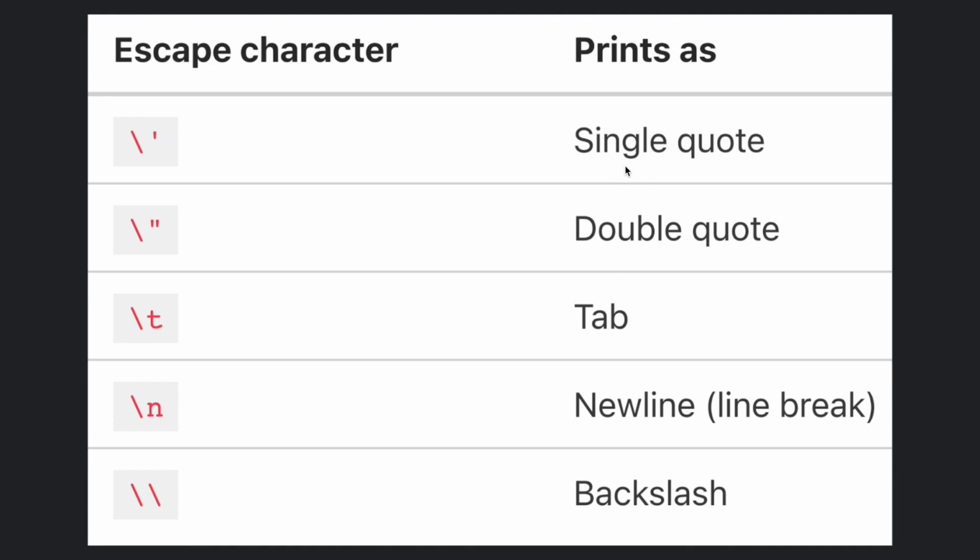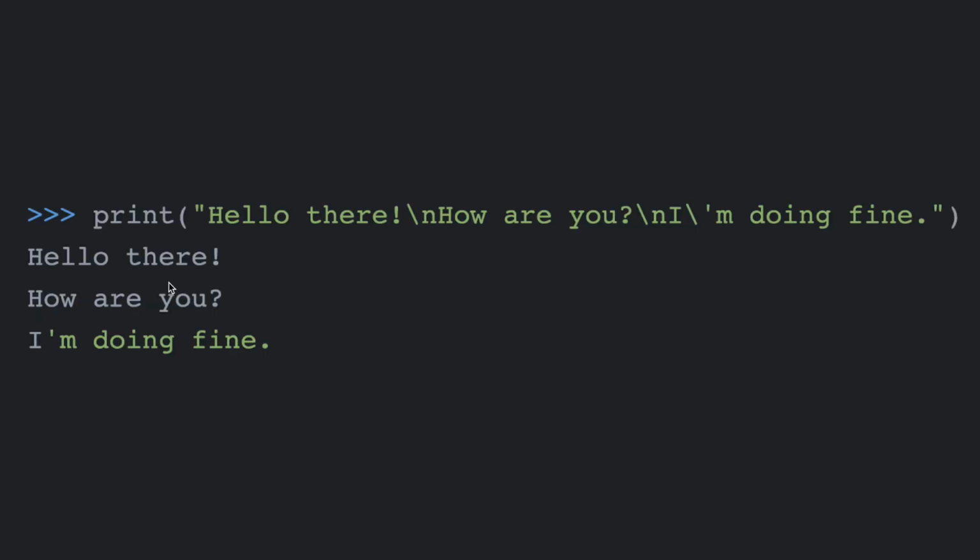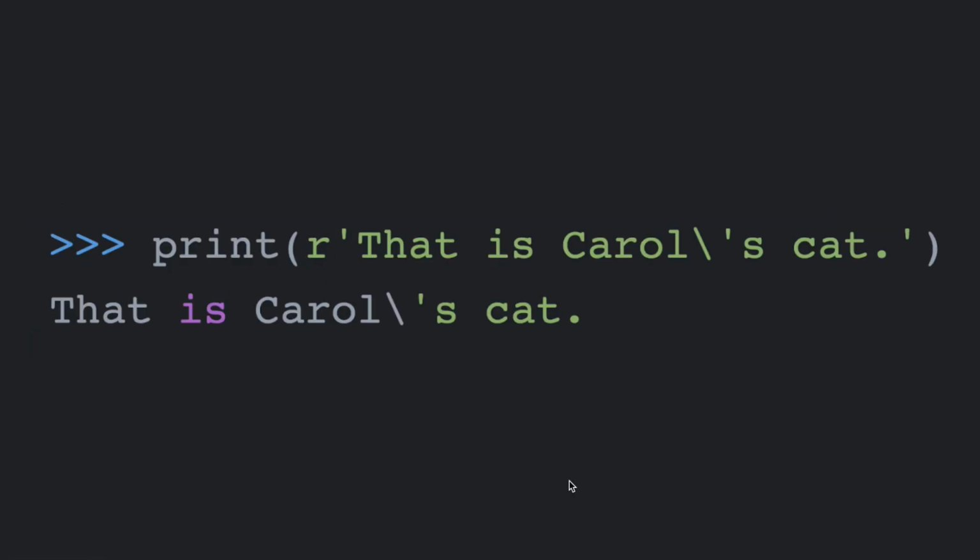If you want a string to contain a single quote, double quote, tab, new lines, or backslash, you're going to instead have to put this in there with these escape characters. So here's an example. If you put a \n in a string, when that prints out, it's going to put a new line. See where it says, I'm doing fine, you can do \' to make it appear as a single quote. If you put the letter R at the beginning of a string, it becomes a raw string. A raw string completely ignores all escape characters and prints any backslash that appears in the string.